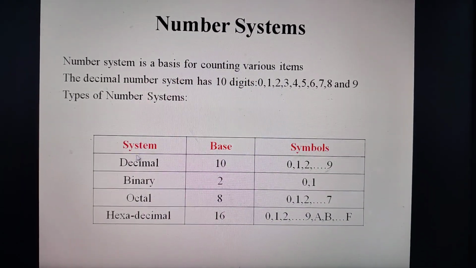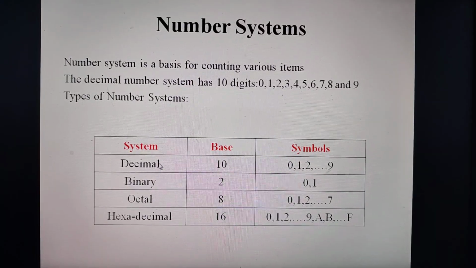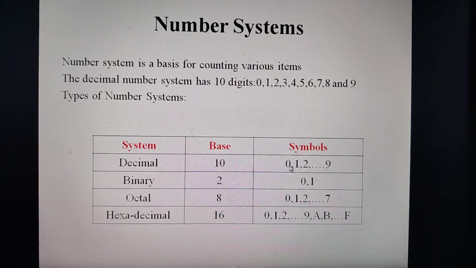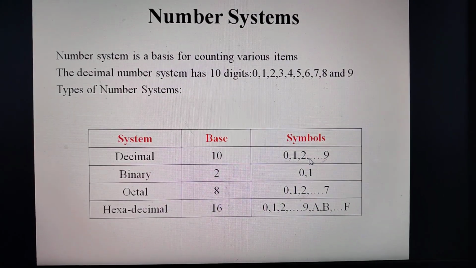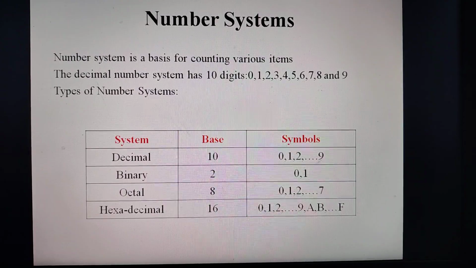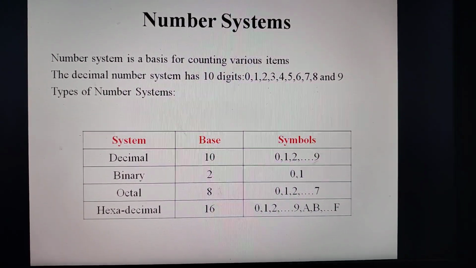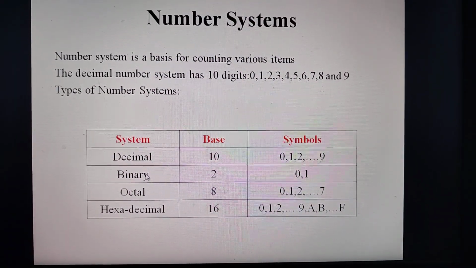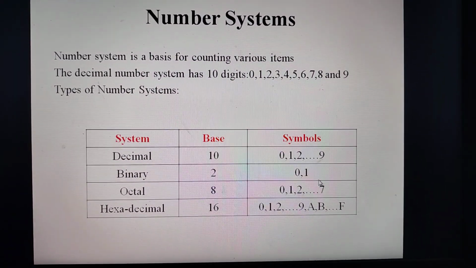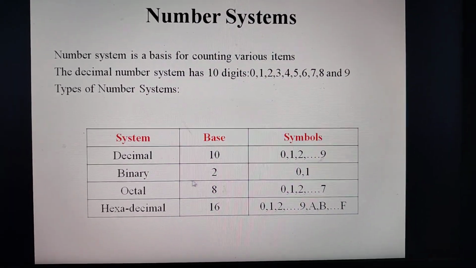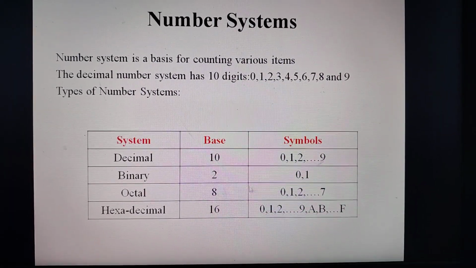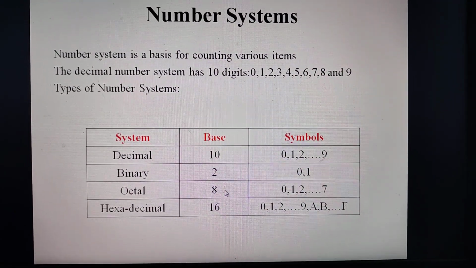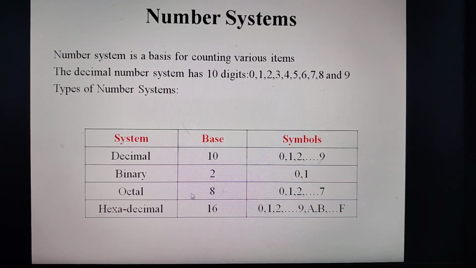Basically, we have 4 types of number systems. First one is decimal, which contains the values from 0 to 9. That is, the total number of values is 10, that's why the base value of decimal is specified as 10. Binary contains the values 0 and 1 and the base value is 2. Octal has the values from 0 to 7, a total of 8 values. That's why the base value of octal is 8.